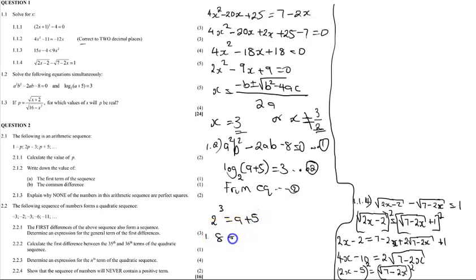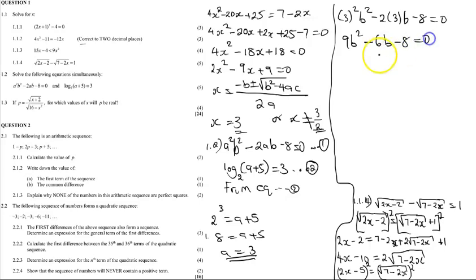So we actually have 8 equals a plus 5, then a equals 8 minus 5, which is 3. So we already have our A. Now we just have to find our B from equation 1. So it's going to be 3 squared B squared minus 2 into 3B minus 8 equals 0. Then this is 9, so we've got 9B squared minus 6B minus 8 equals 0.